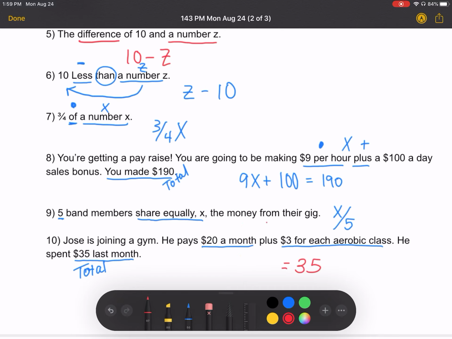Okay, so we're saying $20 plus $3 for each aerobics class. What we don't know is how many aerobics classes he took. So we need a variable for that, x. So we're going to say $3 times the number of aerobics classes, and that's going to be a total of 35.